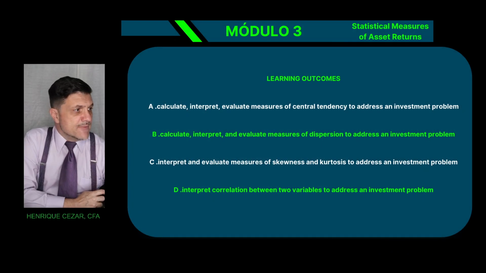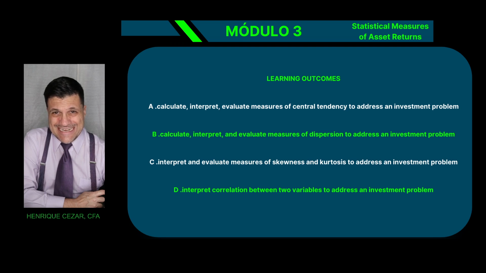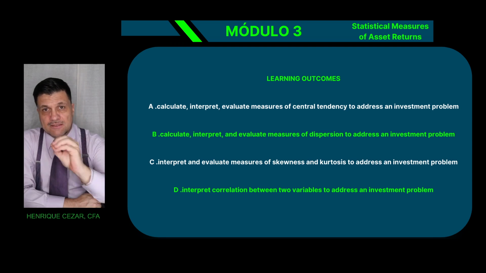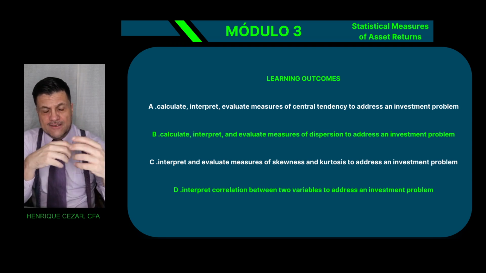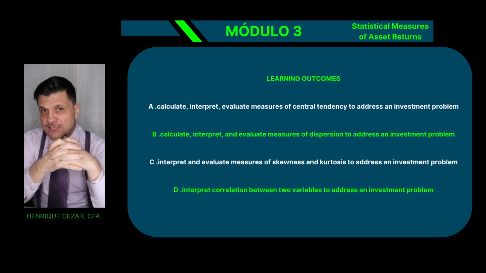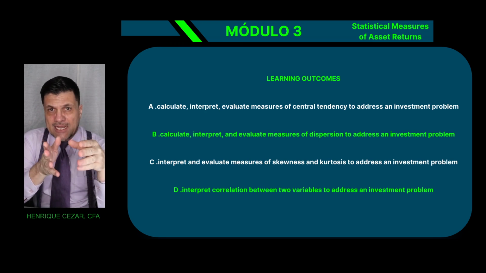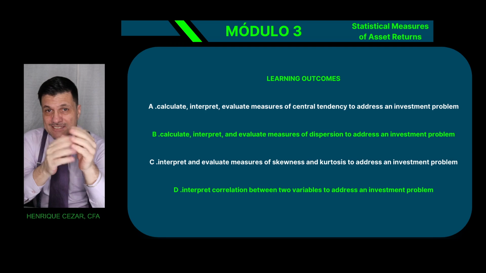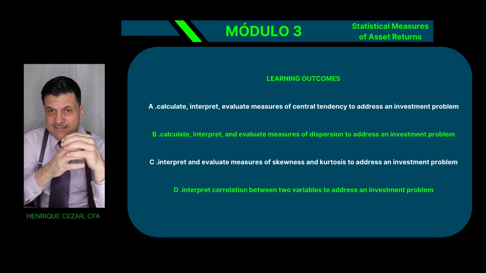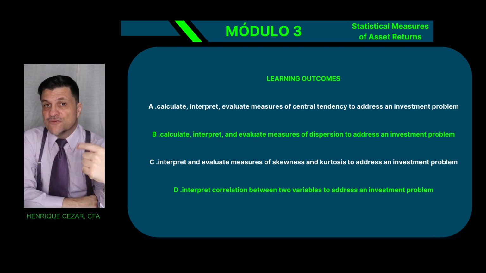First one: calculate, interpret, evaluate measures of central tendency and location. What's central tendency? Mean, median, mode. Location is exactly where the value that you got sits in relation to the expected value. What is the position? We do that in numbers of standard deviations from the mean.